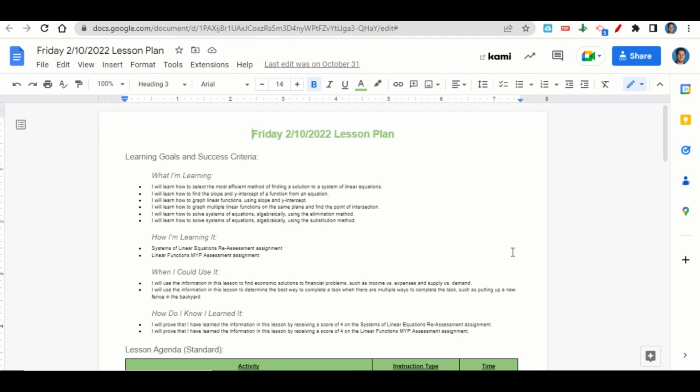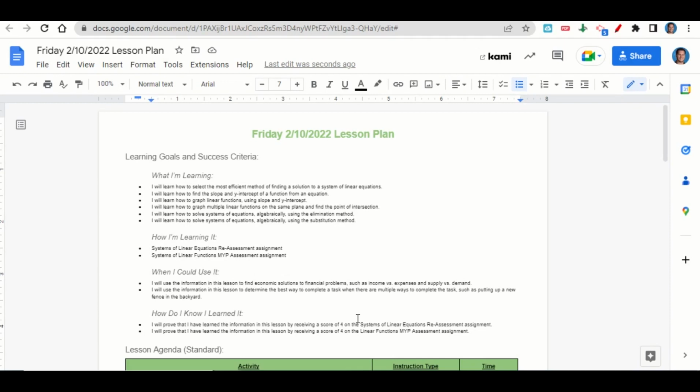How are we learning it? Through the Systems of Linear Equations Reassessment Assignment and the Linear Functions MYP Assessment. When can we use this information? To find economic solutions to financial problems, such as income versus expenses and supply versus demand, and to determine the best way to complete a task when there are multiple ways to complete the task, such as putting up a new fence in the backyard.